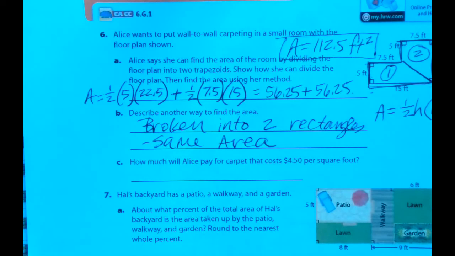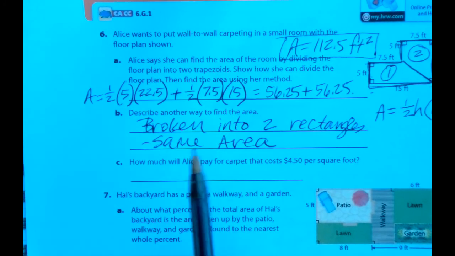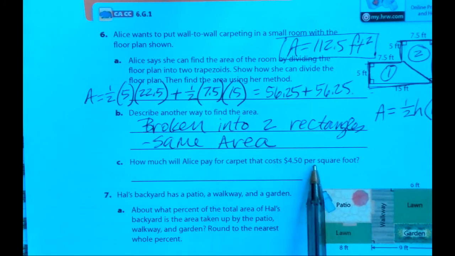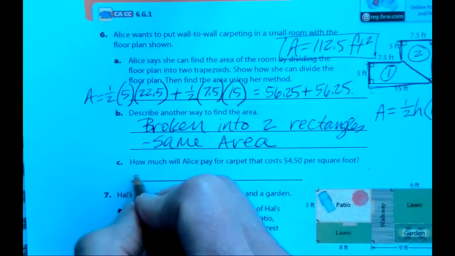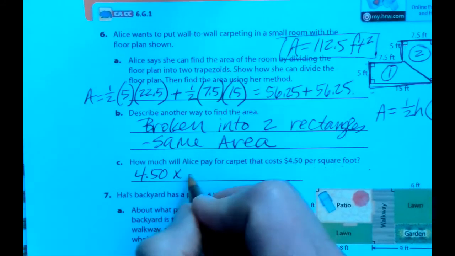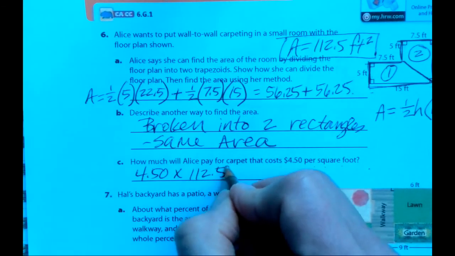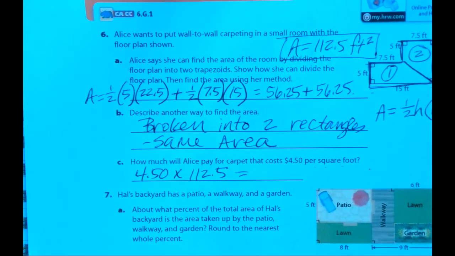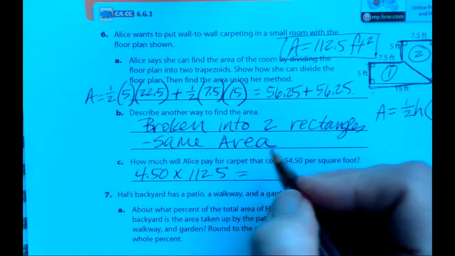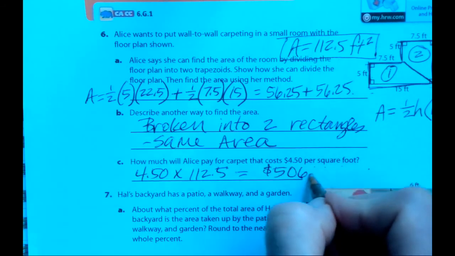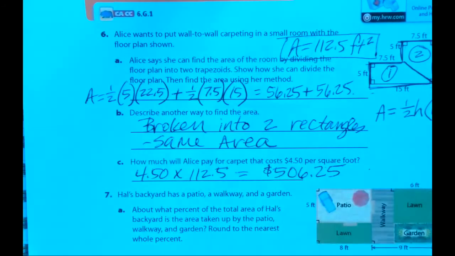All right, so now it says, how much will Alice pay if carpet costs $4.50 per square foot? Well, that calculation is $4.50 times the amount of square feet, 112.5. And so again, if you want to use a calculator on this calculation, you may. And my calculator is showing $506.25. I hope that is what you got. Okay? All right, let's keep going.